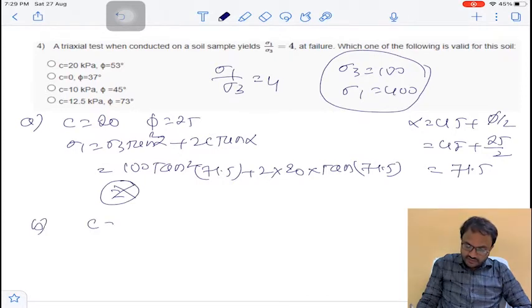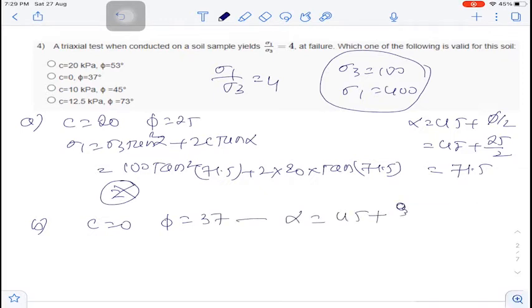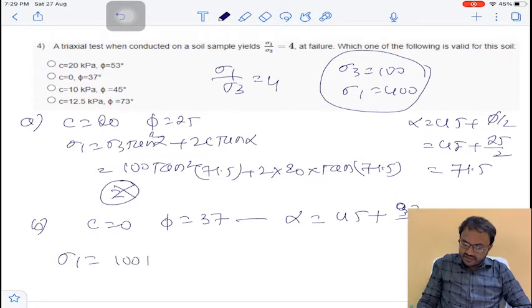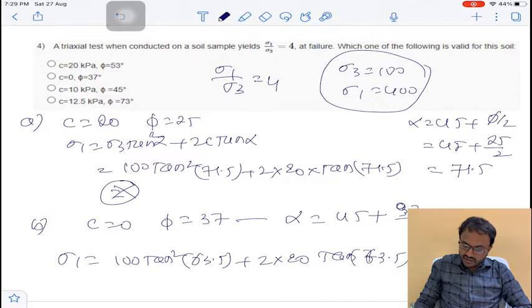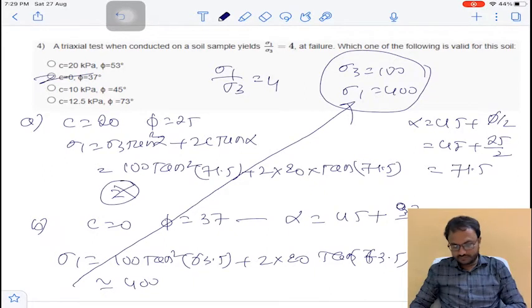Now check option B. c is equal to 0, phi is equal to 37. When phi is equal to 37, alpha is equal to 45 plus 37 divided by 2. It is 63.5. So substitute in the equation sigma 1 is equal to sigma 3, which is 100, tan square 63.5 plus 2 into 20 into tan 63.5. You will get approximately 400. So that itself is sigma 1 now. Clear? So option B is correct for question number 4.